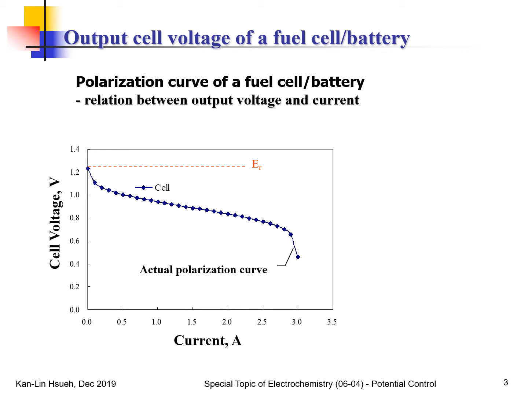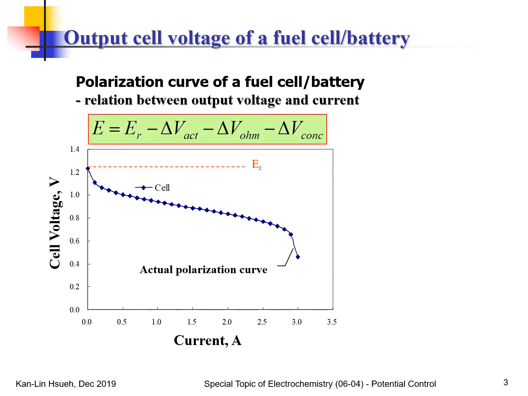Why does the cell voltage decrease? Several factors affect that, including the E_R, which is the equilibrium potential, or we call it the open cell voltage. And then the activation overpotential, the ohmic loss, and the concentration overpotential. These factors reduce the cell voltage from the reversible cell voltage here.